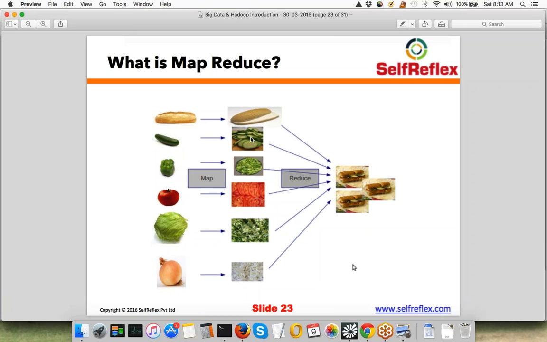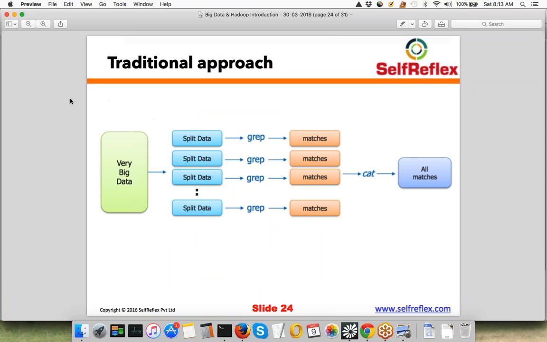Once the intermediate output is ready, then you can run a reducer which can aggregate all this intermediate output. So we'll look at one example of MapReduce which will make things more clear. All right, so first let's talk about the traditional approach. As I just said, the traditional approach could be, let's say you have a very big data size and you want to find all the lines that contain a particular keyword.